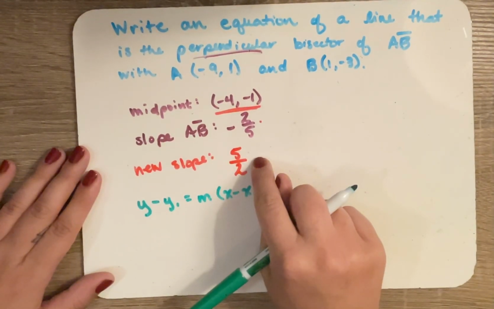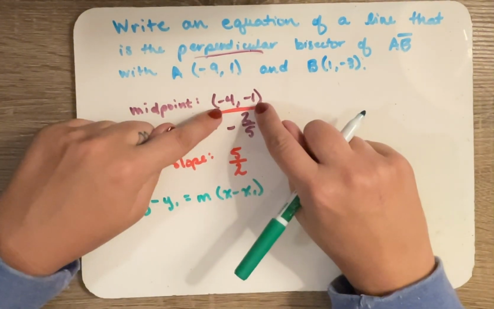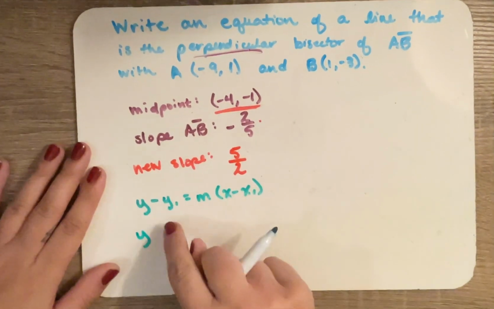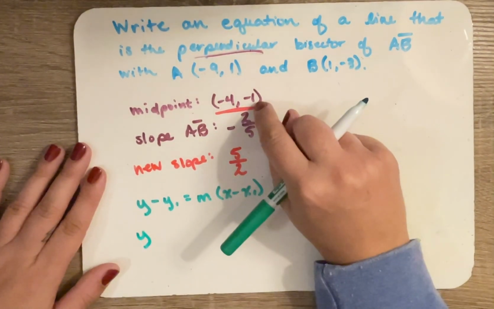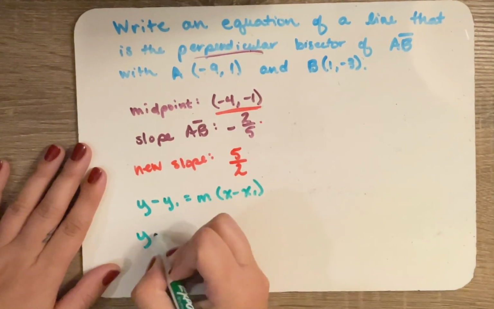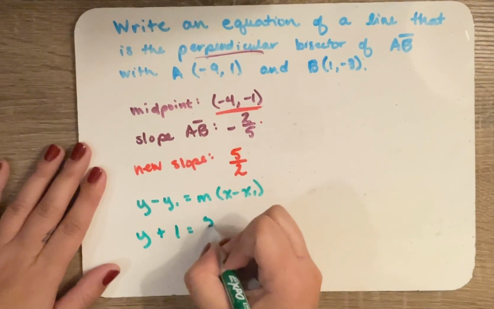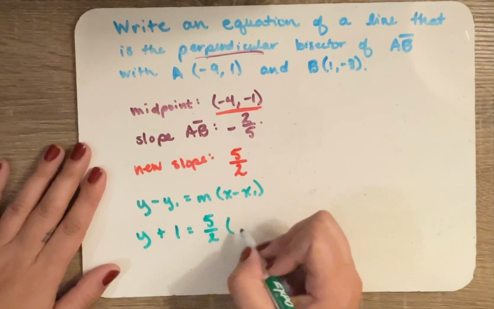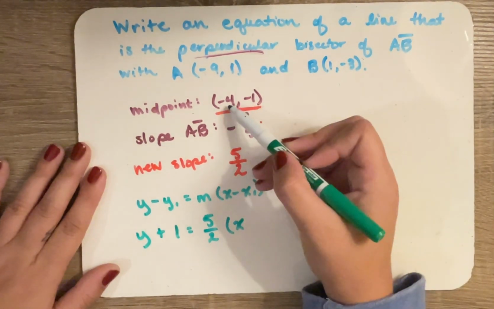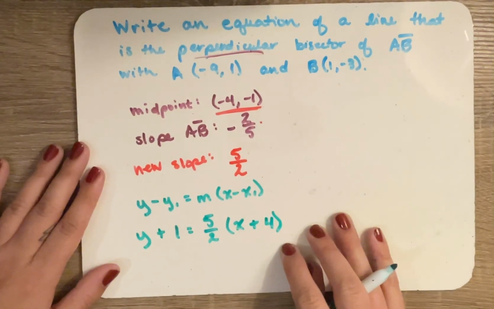M is 5/2. X1 and y1 come from the point that we know is going to be on this line. So y minus y1, y1 is -1, so minus a -1 will become y plus 1. M, the slope, is 5/2. X minus x1, so that's minus a -4, which will become x plus 4.